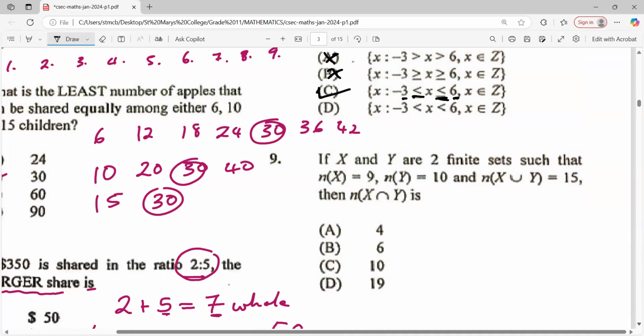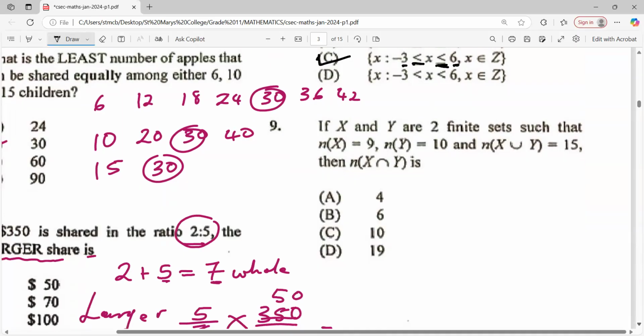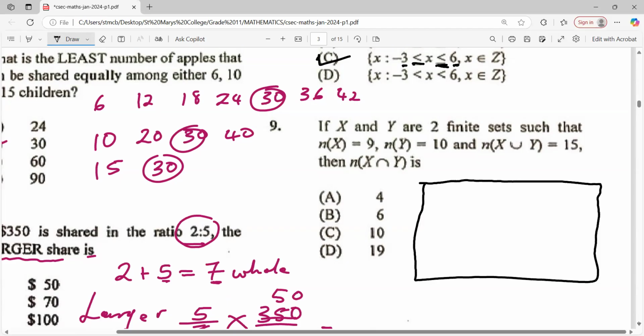All right. Number 9 says, if X and Y are two finite sets such that the number in X is 9 and the number in Y is 10, and when you combine X and Y it is equal to 15, then what is the intersection? So we could try to draw the Venn diagram. It's always good to have a visual of what you're doing, right? That will help your students.